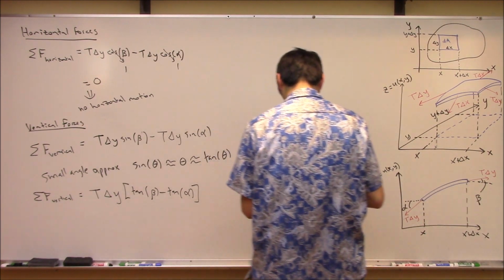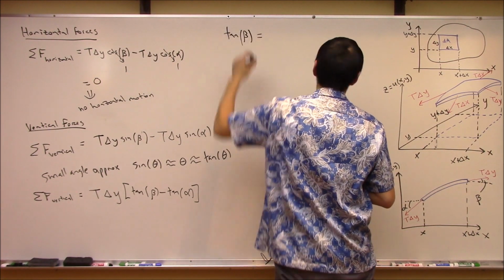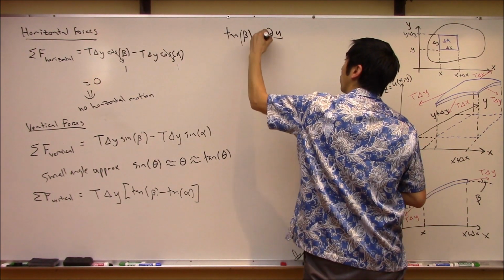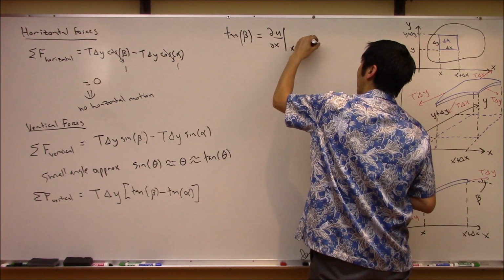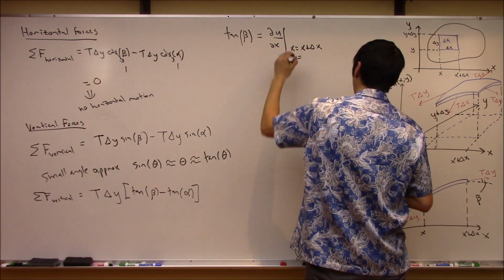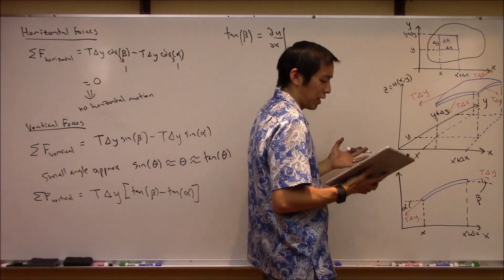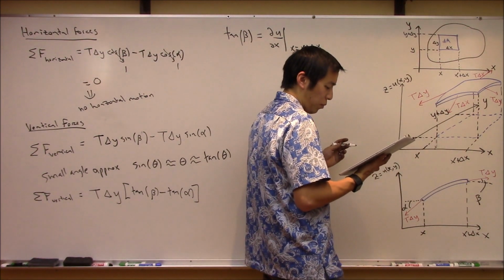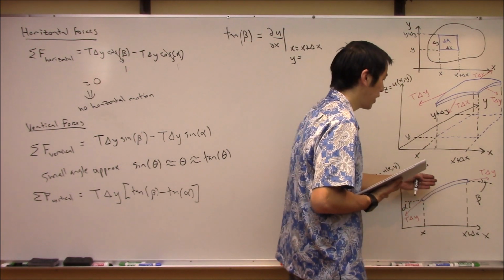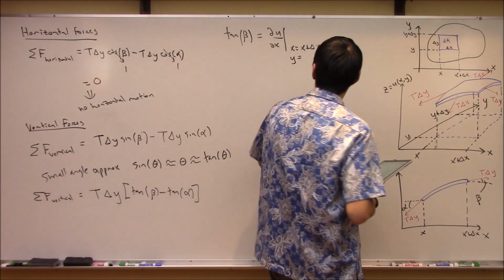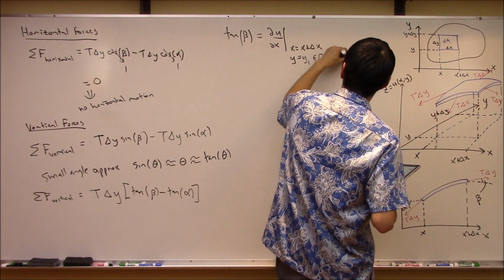Let's write this down real quick. We can say that tangent beta is basically partial u with respect to x evaluated at x equals x plus delta x, and at some y value. We have to be a little bit careful here, or I like to be cautious about this. The y location can change, so let's just pick some y1 value, which is in between y and y plus delta y.